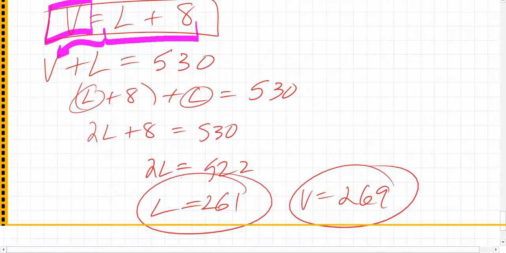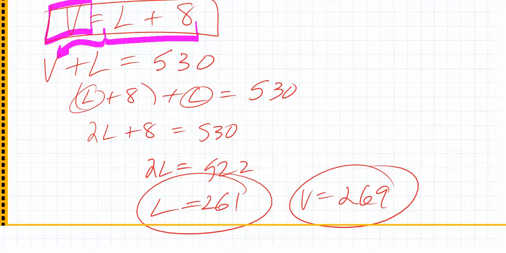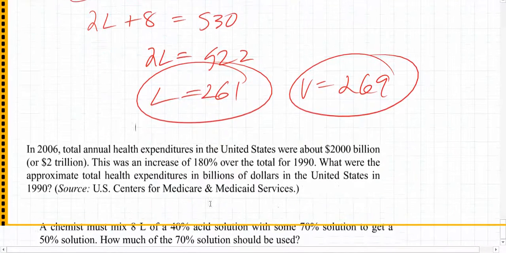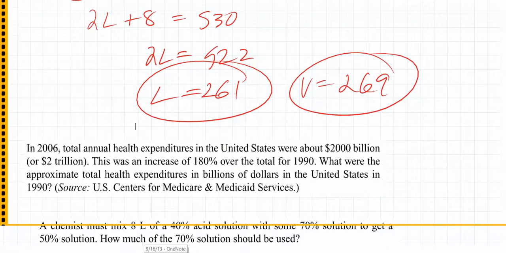There you go. One thing that's great, just to make sure it makes sense, literally say it out loud in your head. Lincecum had 261 strikeouts and Verlander had 269. That makes sense. You can also check, add them together. Do they work? Yes, they do. Okay, one more here.